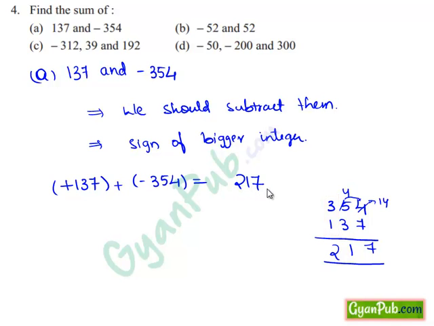But this 217 gets the sign of the bigger integer. Eliminate the signs plus and minus before 137 and 354 respectively and compare 354 and 137. Between these two, 354 is the bigger integer. So, the answer 217 will take the sign of the bigger integer, which is negative. Therefore, plus 137 plus minus 354 is equal to minus 217.